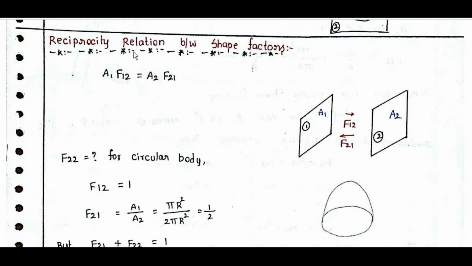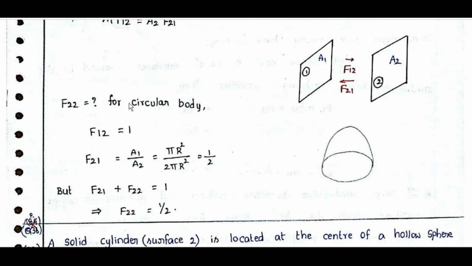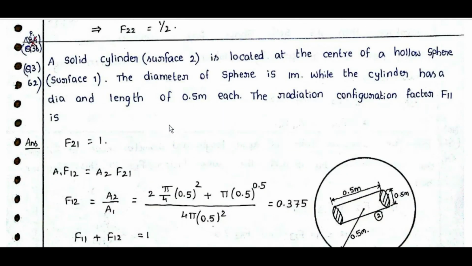Reciprocity relation between shape factors: A1 F12 is equal to A2 F21. Here A means area. F22 is equal to what, for a circular body? F12 is equal to 0. F21 is equal to A1 by A2, which is pi r square by 2 pi r square, equal to half. But F21 plus F22 is equal to 1, so F22 is equal to half.